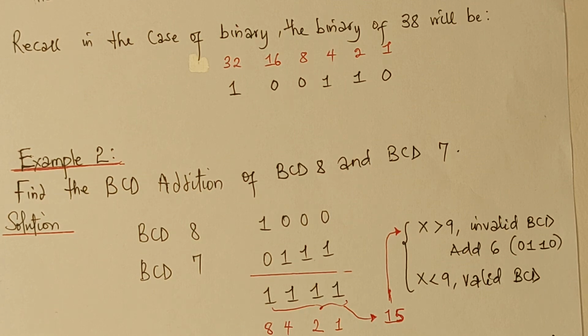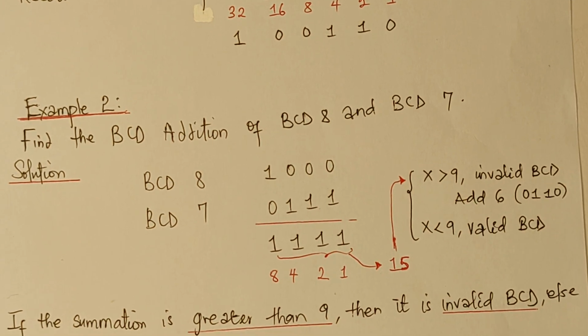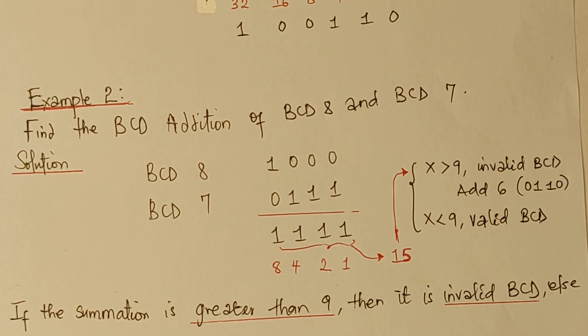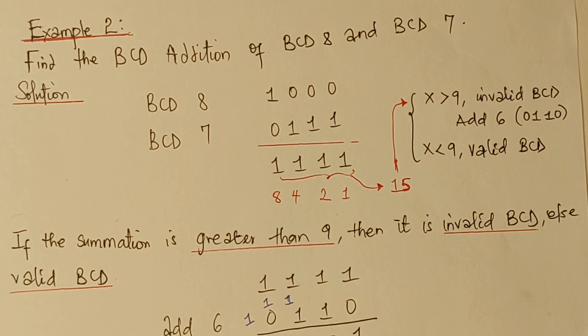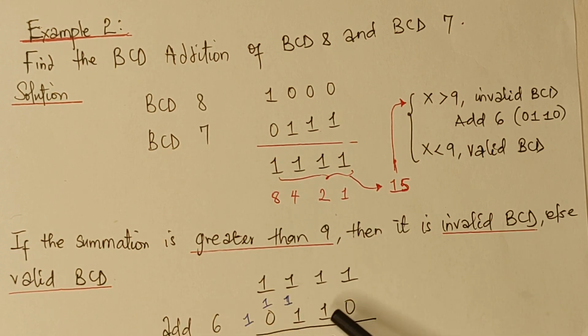Now, in a situation where we have invalid BCD, what are we going to do? We are only going to add 6. And the binary form of 6 is 0110. So for us to correct this invalid BCD, we are going to add 6. So if the summation is greater than 9, then it is invalid BCD, which I've said. So we want to make it a valid BCD. So I'm going to bring out this result down here and add 6. Like I said, the 6 is 0110.